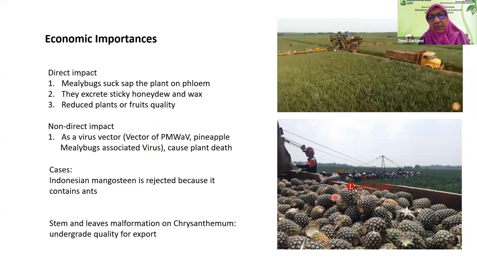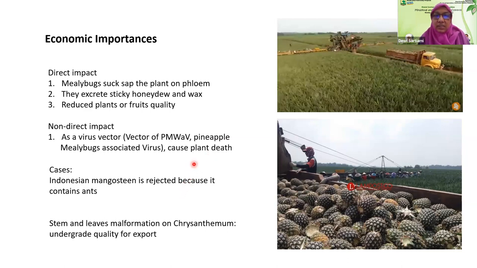One of them is here in pineapple. They call it PMWaV, pineapple mealybug wilt-associated virus. So for the mealybugs, one of the species is Dysmicoccus neobrevipes, a vector. It could make the plant die and or reduce the production and so on and so on.